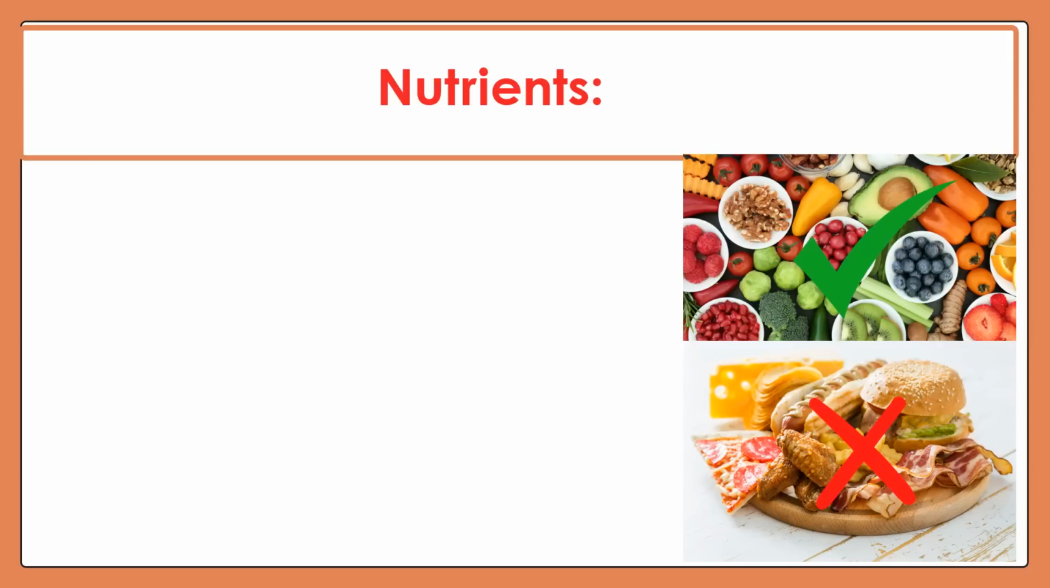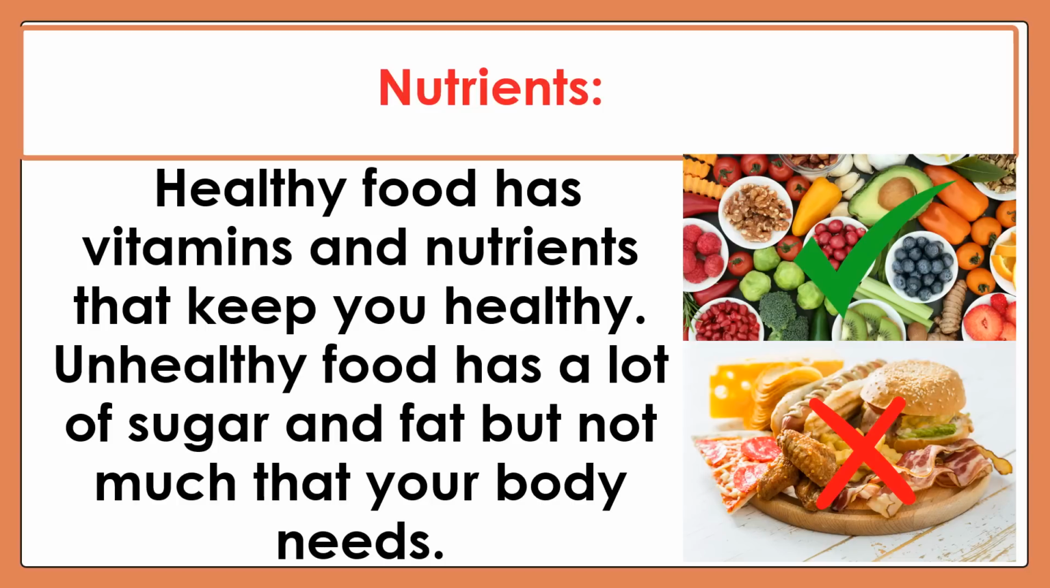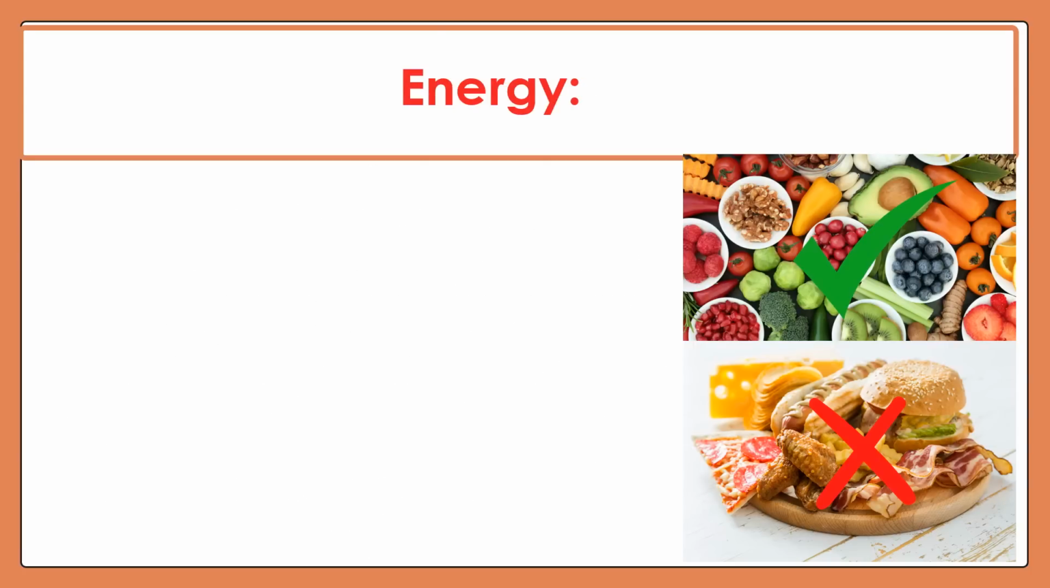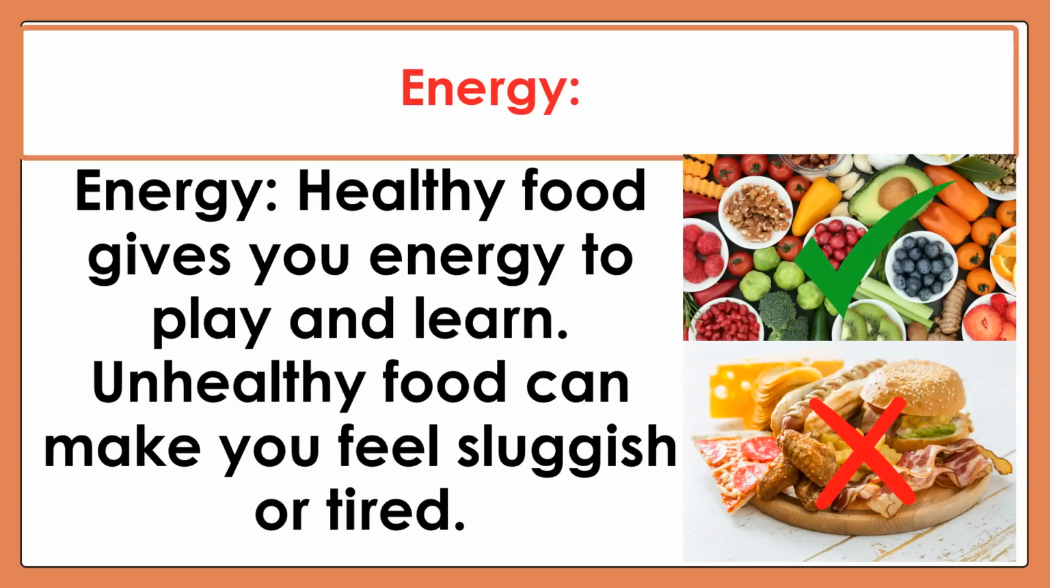Second, nutrients. Healthy food has vitamins and nutrients that keep you healthy. Unhealthy food has a lot of sugar and fats but not much that your body needs. Third is energy. Healthy food gives you energy to play and learn. Unhealthy food can make you feel sluggish or tired.